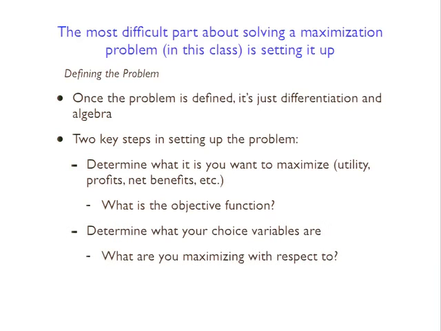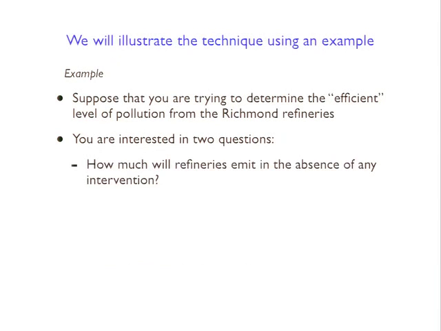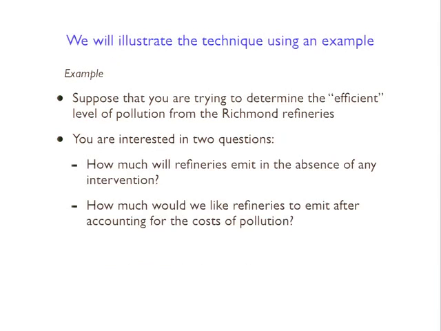Let's suppose that we're trying to determine the quote-unquote efficient level of pollution from the Richmond refineries. And there are really two questions that you want to know. First, you want to know how much the refineries are going to emit in the absence of any intervention. And then you'd like to know how much we would want to allow the refineries to emit after we account for the social costs of pollution.